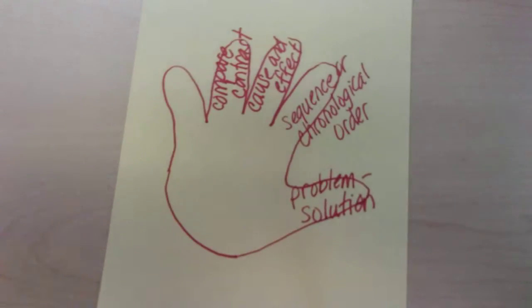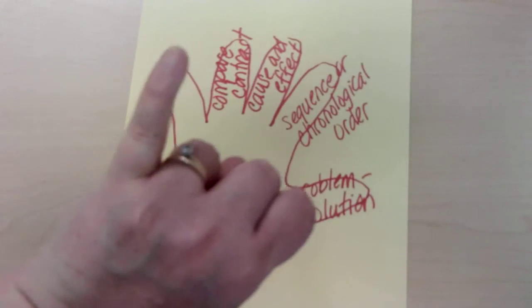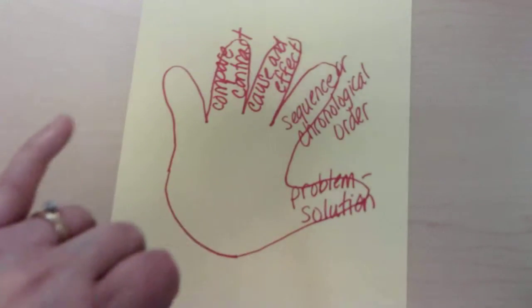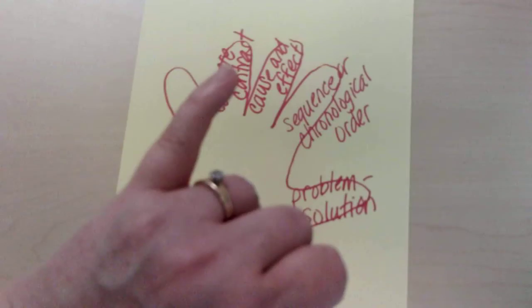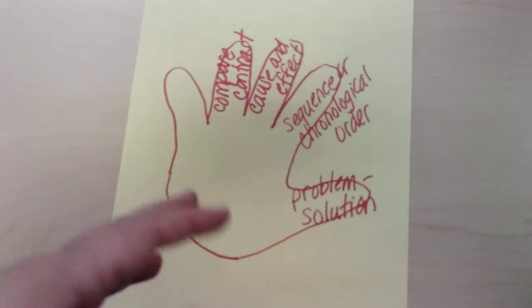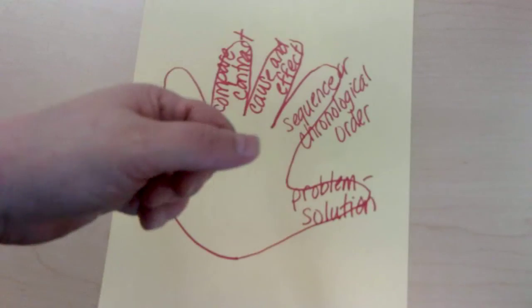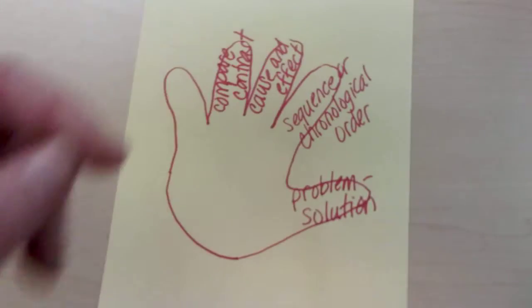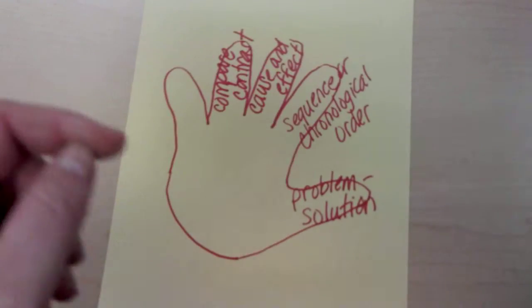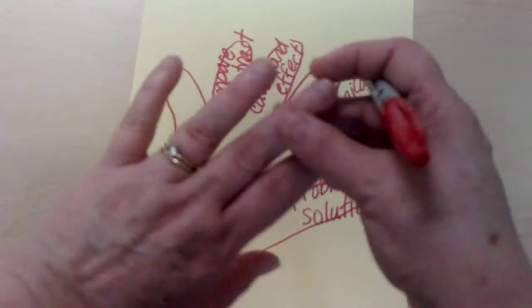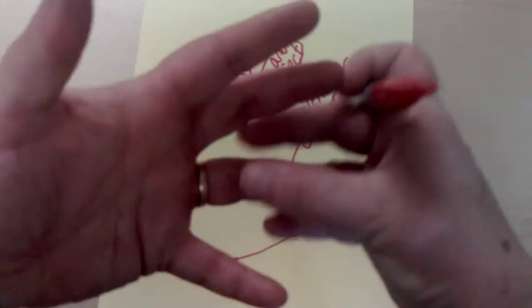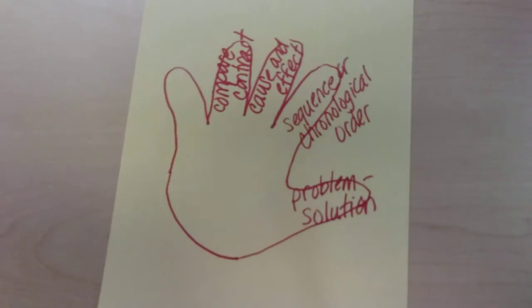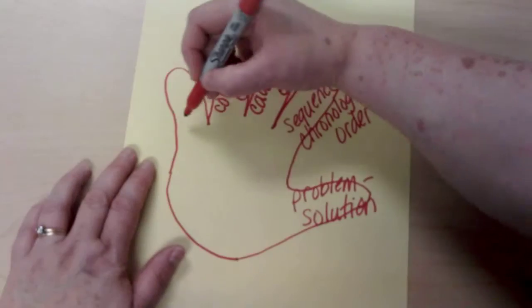And then last but not least, we have the pinky finger. Now, I've chosen this text structure for the pinky finger because I find that when students are reading a text and I ask them to tell me the text feature, they always want to say this text structure. And it's actually an extremely rare text structure. I actually want them to go through all the other text structures before they get to this one because it is so rare. And that is description.